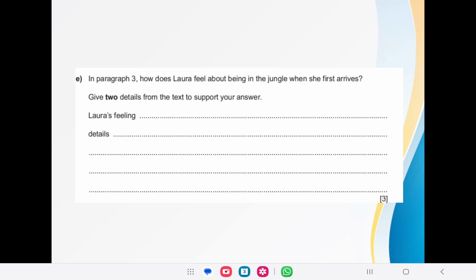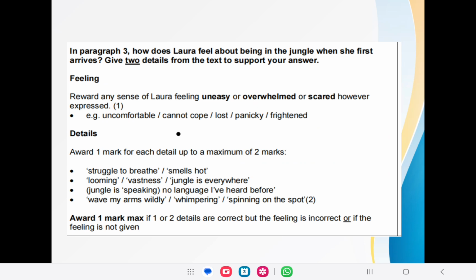Now look at this. In paragraph 3, that is from Puma. In paragraph 3, how does Laura feel about being in the jungle when she first arrives? Give 2 details from the text to support your answer. Now, Laura's feelings and details. Feelings: they are telling us that she was uncomfortable, uneasy, overwhelmed, scared, cannot cope, lost, panicky, or frightened. These are different feelings. Main feelings are uneasy, overwhelmed, and scared.